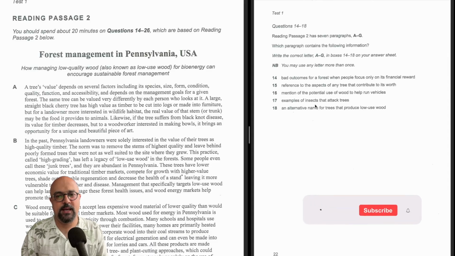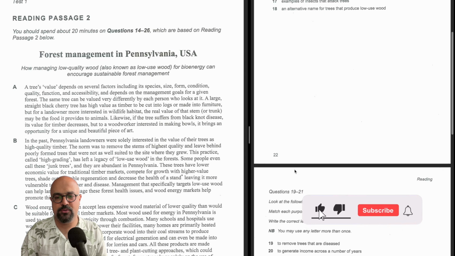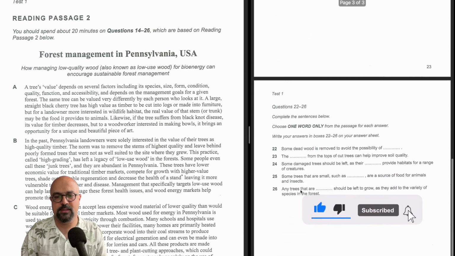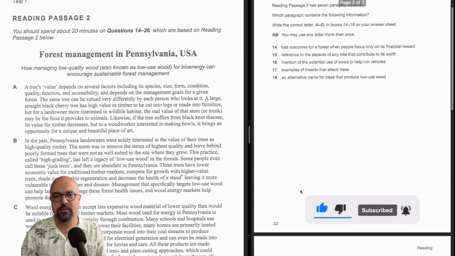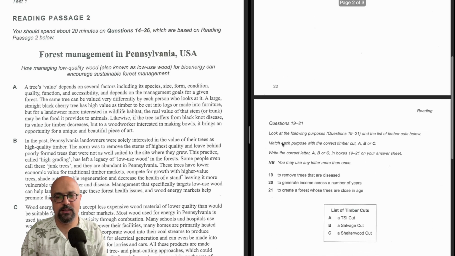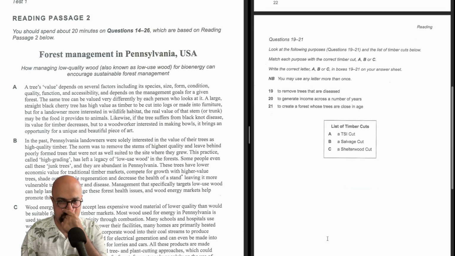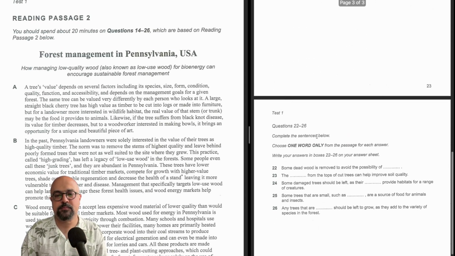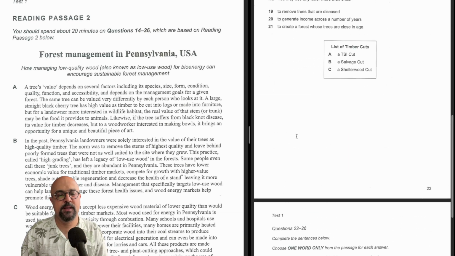In this case, we have questions 14 to 26. There are 3 question types. The first one is which paragraph contains the following information. The second is a matching task, matching each purpose with something. And the third one is sentence completion.